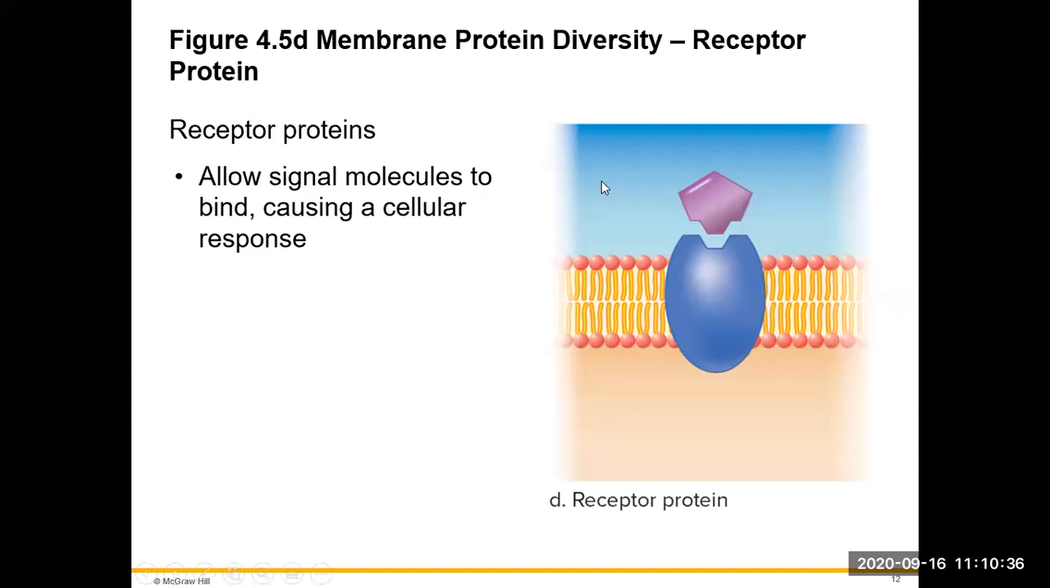Receptor proteins are really relevant in downstream pathways because, for example, if this is a signal molecule, it interacts with the receptor protein, and their interaction actually initiates a downstream pathway that you might learn in, let's say, biochemistry or molecular biology.